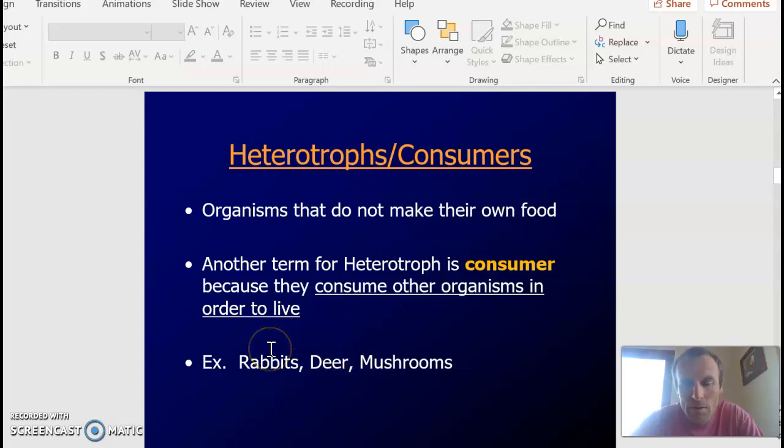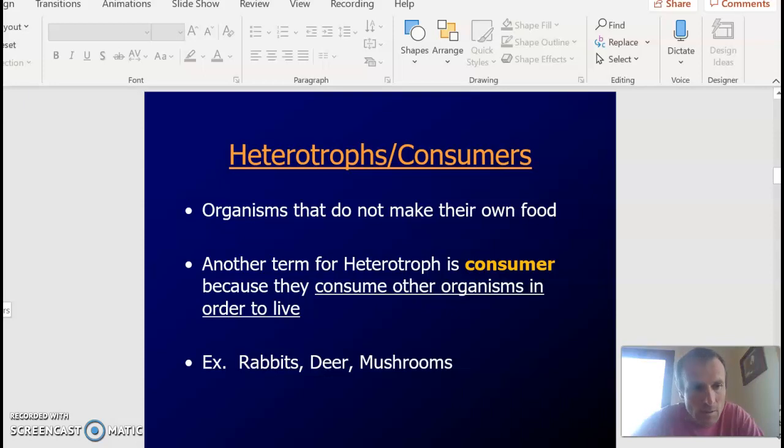So all sorts of organisms can be lumped into this heterotroph. I mean, if you're not a plant, you're basically a heterotroph. So we've got rabbits, deer, mushrooms. What are mushrooms eating? Well, they're decomposers, and we'll talk about them a little more. They're eating decaying organisms like rotting logs. The plant's dead. As the log rots, you might see some mushrooms there.